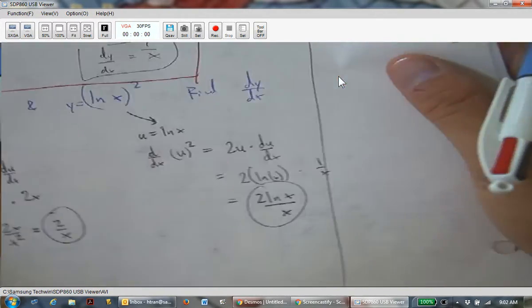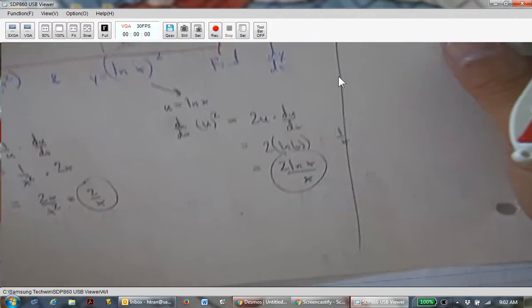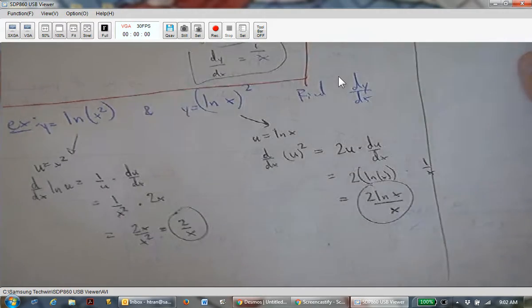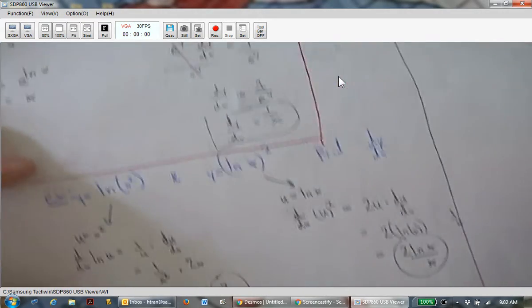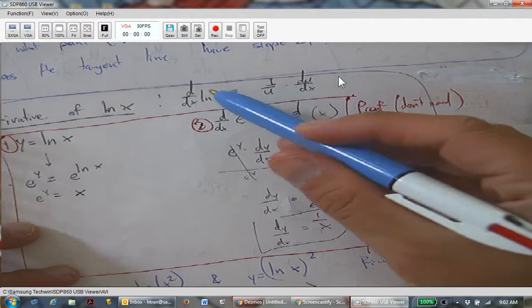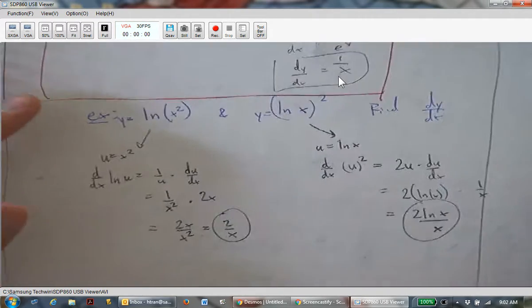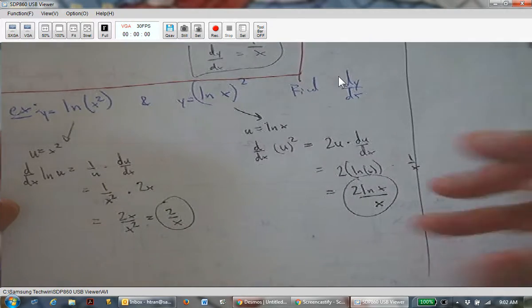Did you want to see that solution again? No? So again, I know it's confusing because here it says u and here u, but then over here I changed my u. If you have problems with that convention, come and see me.